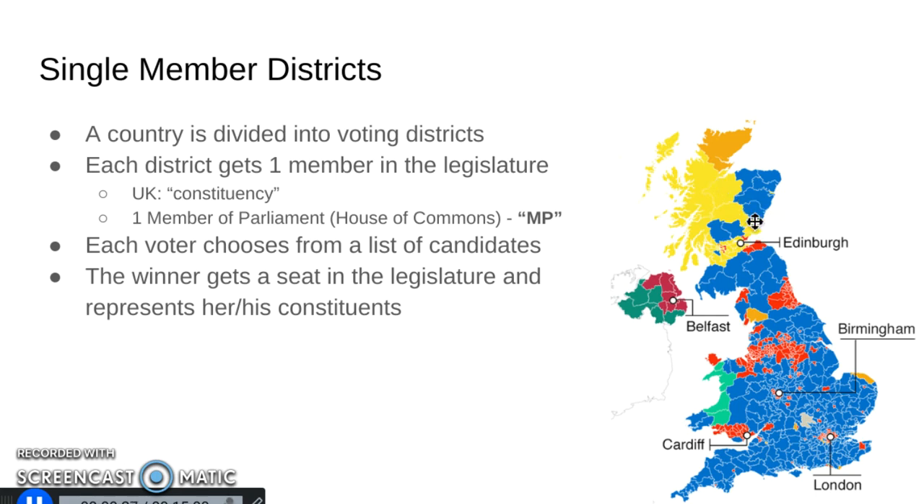In the UK, these voting districts are called constituencies, and the people elected in the UK are members of parliament, or MPs, that go to the House of Commons. In this electoral system, a voter goes to the poll and is given a list of candidates, not parties, although the candidates are usually associated with a party. And the candidate that gets the most votes is usually the one that wins in this kind of system. So the winner gets a seat in the legislature and is the single member that represents that district.